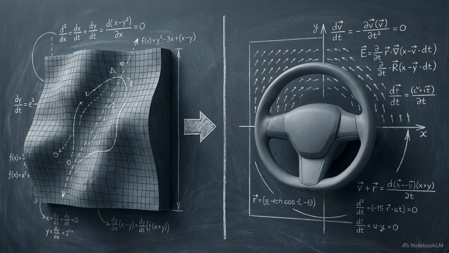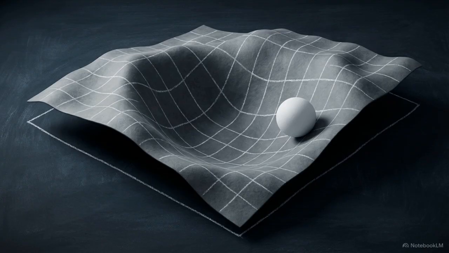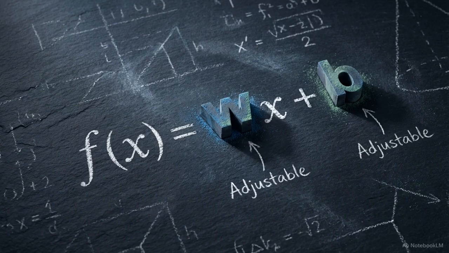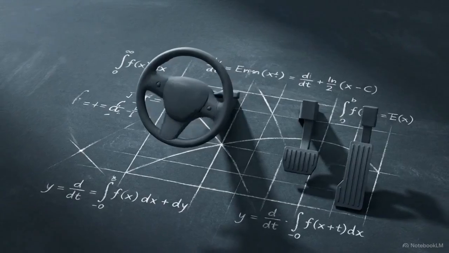It takes an input, like the road ahead, and gives an output, like a steering angle. Think of it as the mathematical landscape we are driving on. In this equation, W for weight and B for bias are the adjustable values the car tunes to stay centered. Step 2 is the partial derivative.